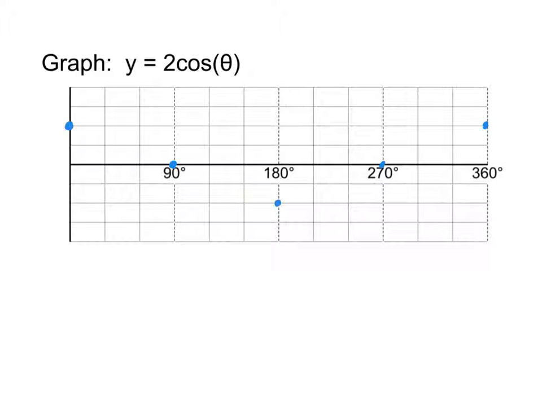And so then we can plot all of our points, and then with those points plotted, go ahead and draw your graph. And then you have your graph of 2 times cosine of theta. Exactly the same as cosine of theta, just going up and down 2 instead of up and down 1.